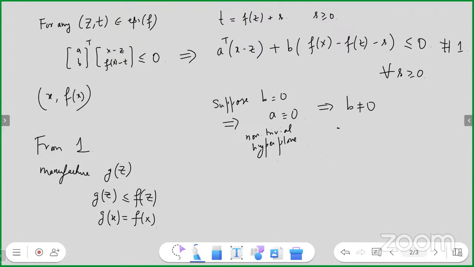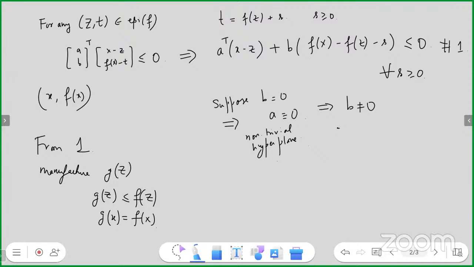We want g of z to be less than or equal to f of z by definition. Otherwise, the task will be incomplete. And at the same time, I want g of x to be equal to f of x. And that is why for each x, a g will be different. All you need to do is to just manipulate that equation. It's actually staring in your face.